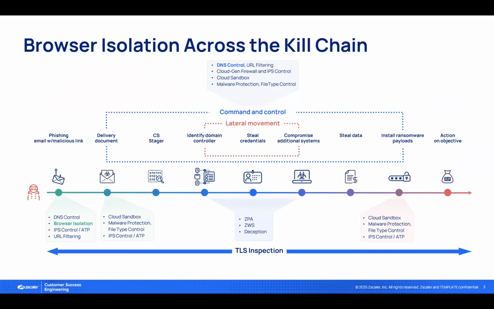Next, let's take a look at the kill chain. Here we have a list of the different steps in the kill chain, and where on this kill chain the different Zscaler technologies are situated. Here we can see that browser isolation primarily happens at the very beginning of the kill chain. Browser isolation as a technology allows you to prevent infection from happening to the user's device, and therefore protect the device, the user, and their data.